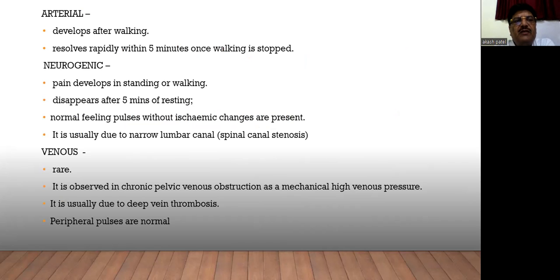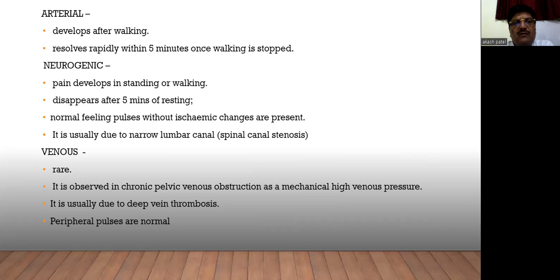So there is a difference between different types of intermittent claudication, the differential diagnosis of intermittent claudication. In arterial intermittent claudication, the pain will always develop after walking. It is never on standing. When the patient walks, the pain will start. And it resolves quickly, let's say within 5 minutes, once walking stops, because the arterial blood flow is sufficient during the rest time and is able to wash out the metabolites which are producing pain.